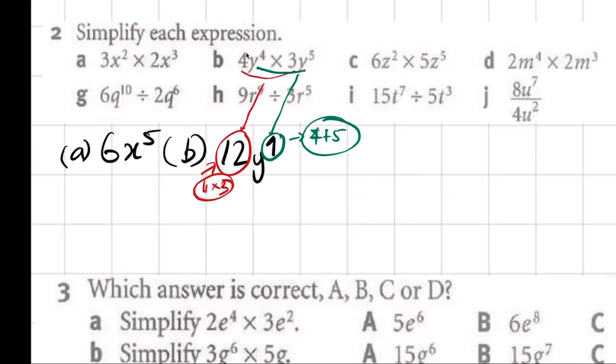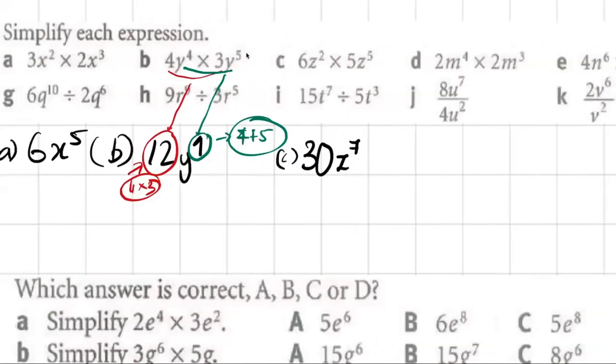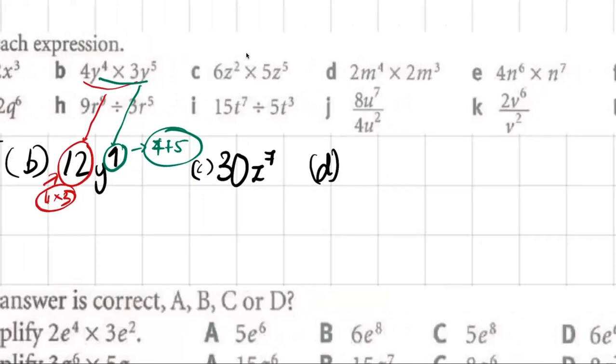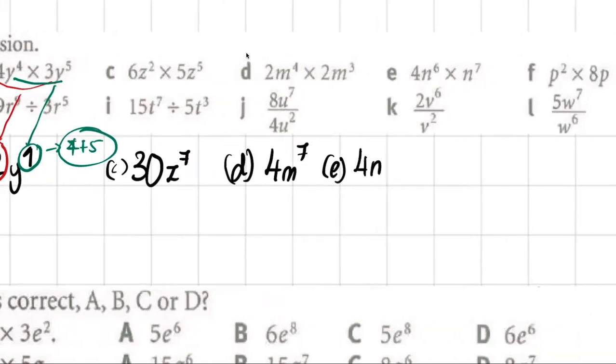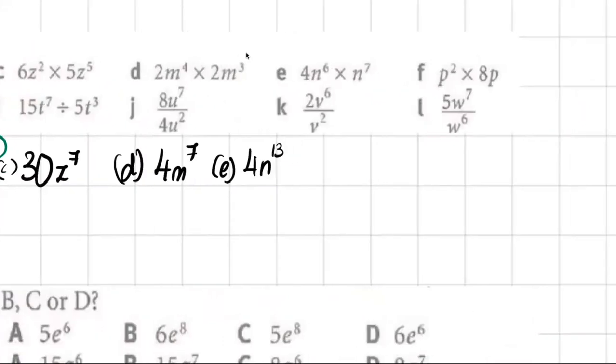Okay, let's look at question C. 6 times 5, 30. z squared times z to the power of 5 is z to the power of 7. That's your answer. Question D. 2 times 2, 4. m to the power of 4 times m to the power of 3, m to the power of 7. Question E. 4 times n to the power of 6 times n to the power of 7. Here you can see there's nothing in front of the second term. If there's nothing, it is automatically the number 1 because it's just one of these. So 4 times 1 is 4, n to the power of 6 times n to the power of 7, n to the power of 13.